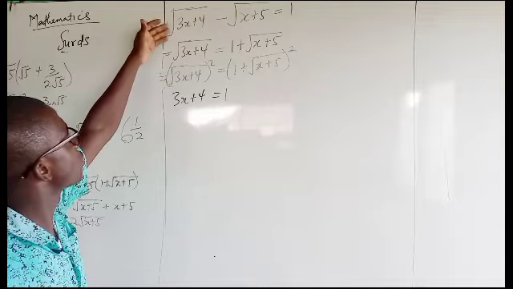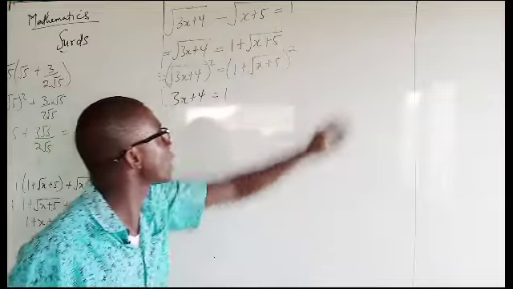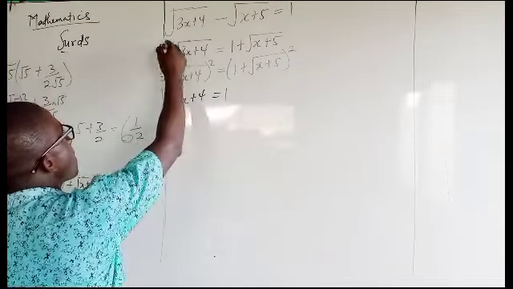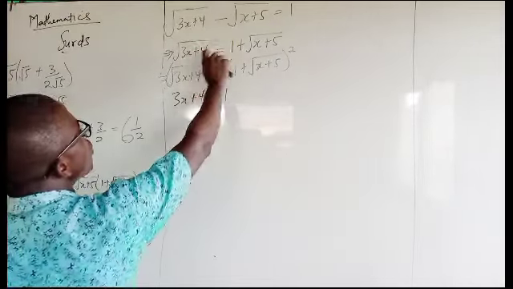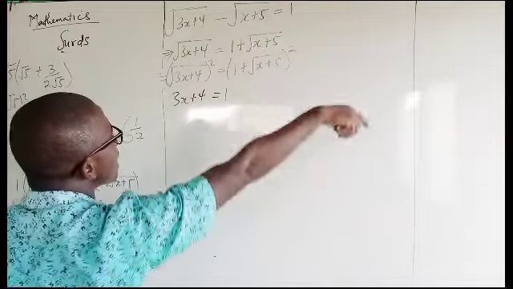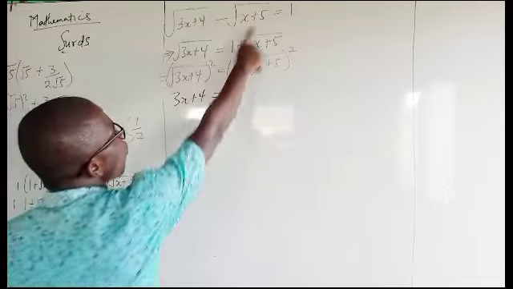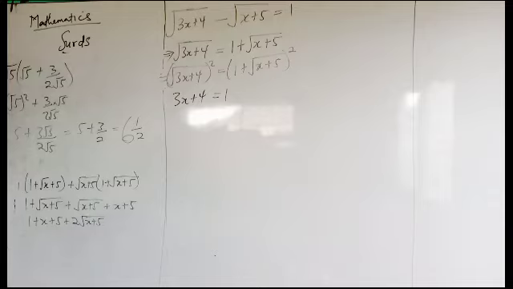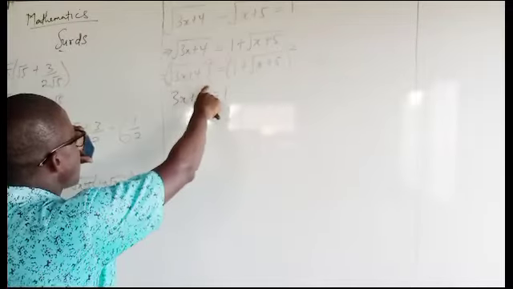So solve square root 3x plus 4 minus square root x plus 5 is equal to 1. What you do is, you move this to the right hand side to become positive. So you have square root 3x plus 4 equals 1 plus square root x plus 5. Now, after doing this step, you square both sides. So that's the next step.